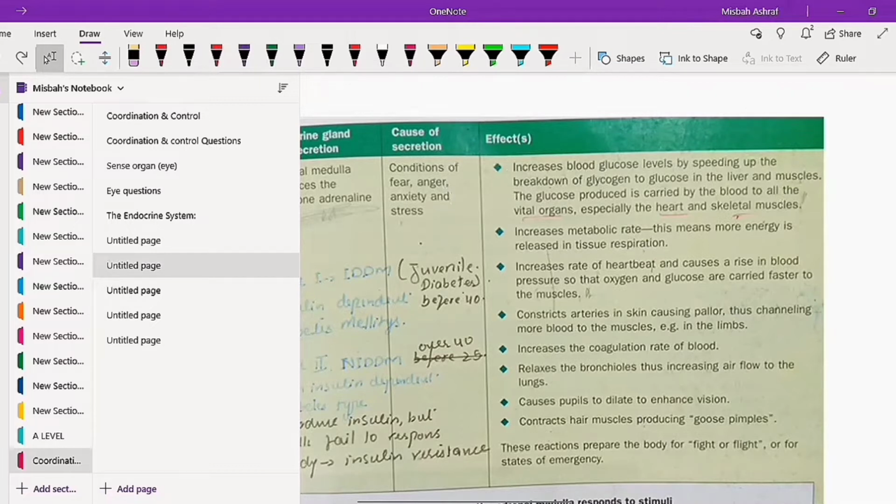Okay. And what is its function? Its function is opposite to insulin. What was the function of insulin? Just tell me, which function is that? We studied that the function of insulin is to decrease blood glucose concentration, right? Yes. And then what will be the function of adrenaline if I'm saying its function is opposite to insulin? It increases blood glucose concentration.